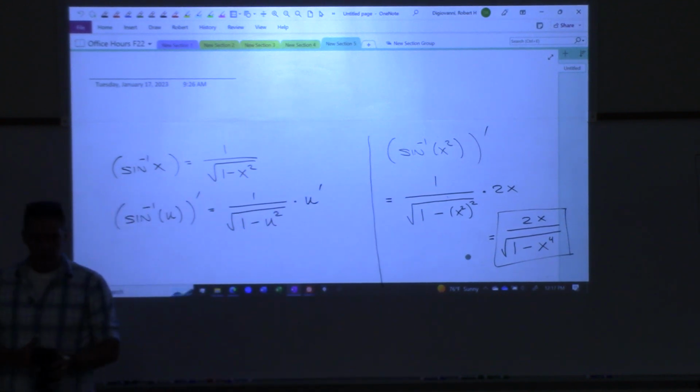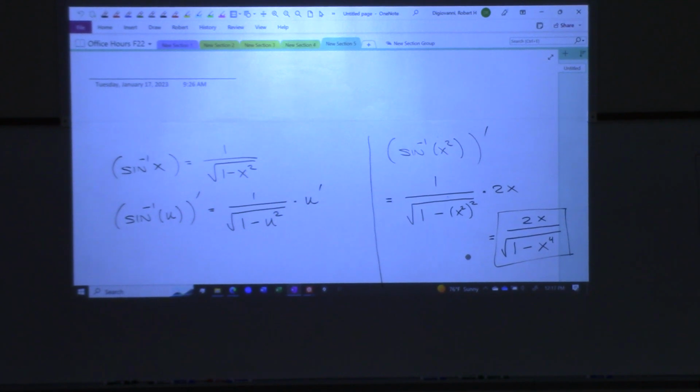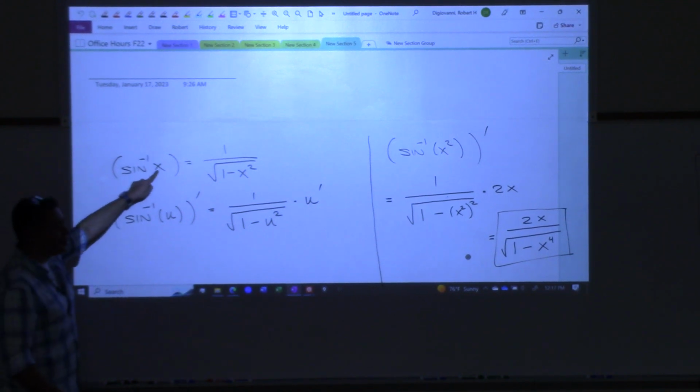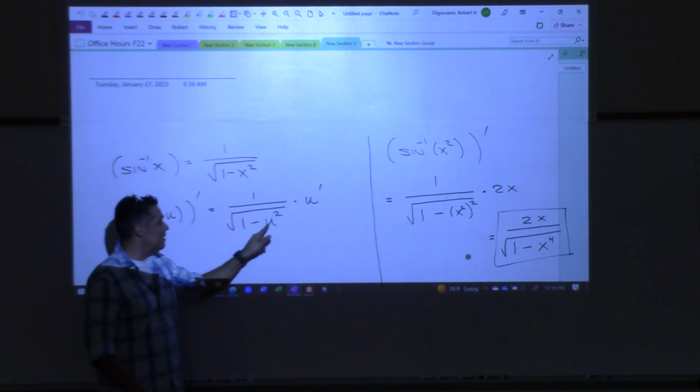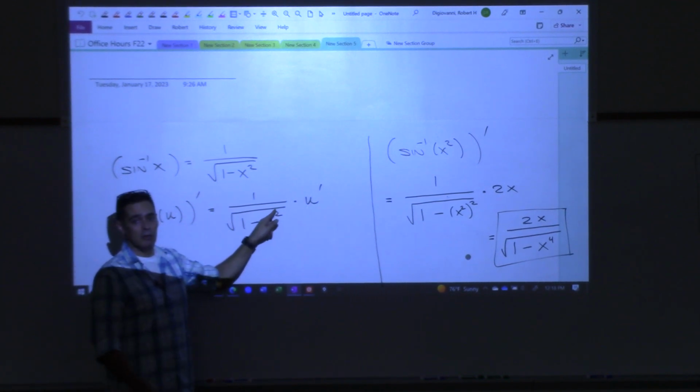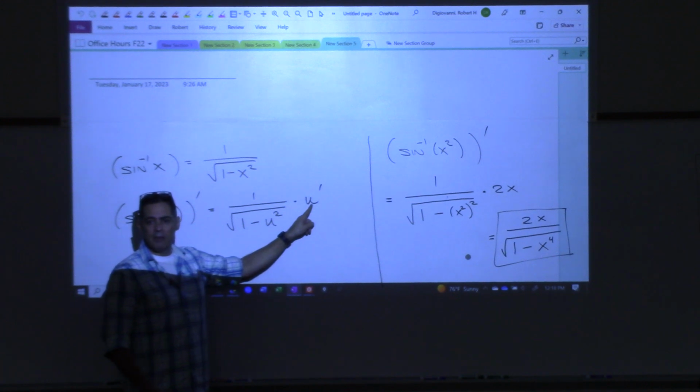That makes sense? Is that what you're asking? Yeah. So if this right here was x squared, this would be 1 over the square root of 1 minus x squared squared times 2x.